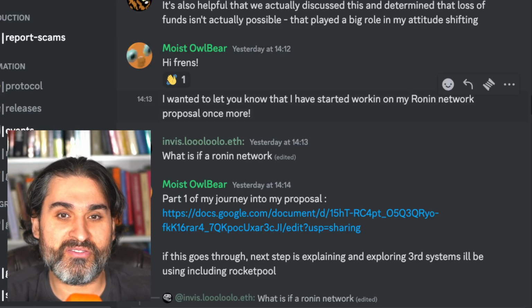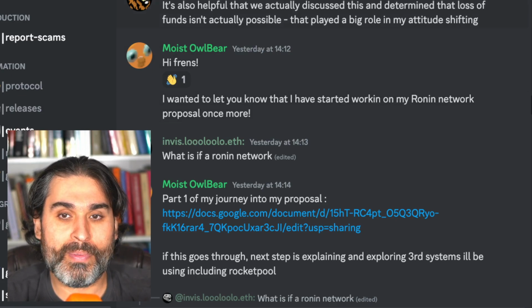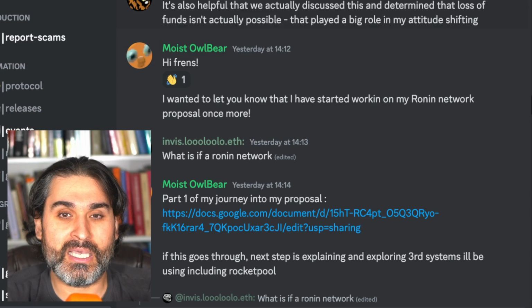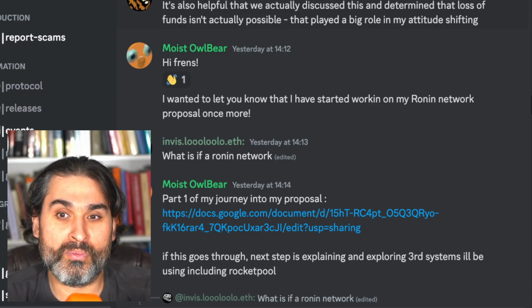Okay, next we had an update from Moist Owlbear. Owlbear, for those of you who don't know, spends a lot of time in the Ronin and Axie communities. That's where you might know Ronin from. It's a bridge that hosts Axie Infinity.